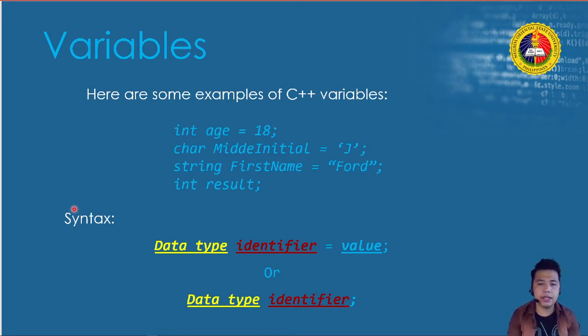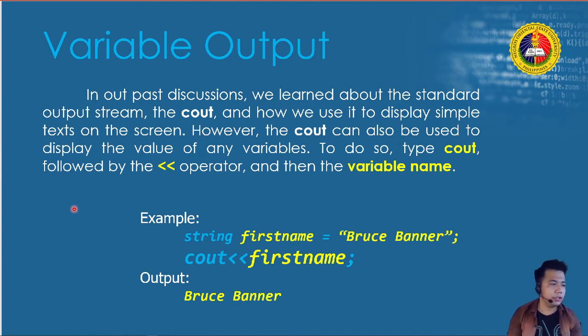Now that we fully understand what a variable is, its purpose, and how to write them, we knew in our very first discussion that the purpose and the use of a computer program is to perform a specific task, and a variable is one of the tools that help achieve that purpose. It is now time for us to learn to make use of these variables. So let's start with displaying the values of a variable, or in other words, variable output. So in our past discussions, we learned about the standard output stream, which is the cout, and how we use it to display simple text on the screen.